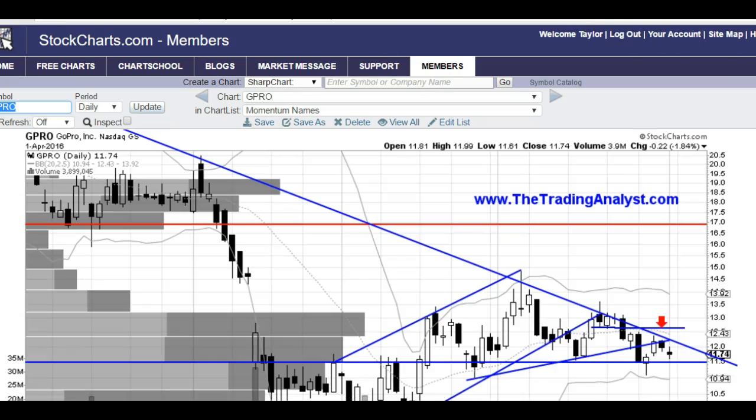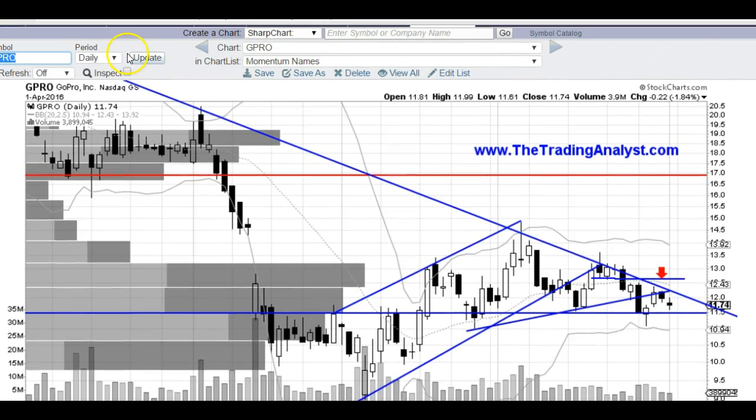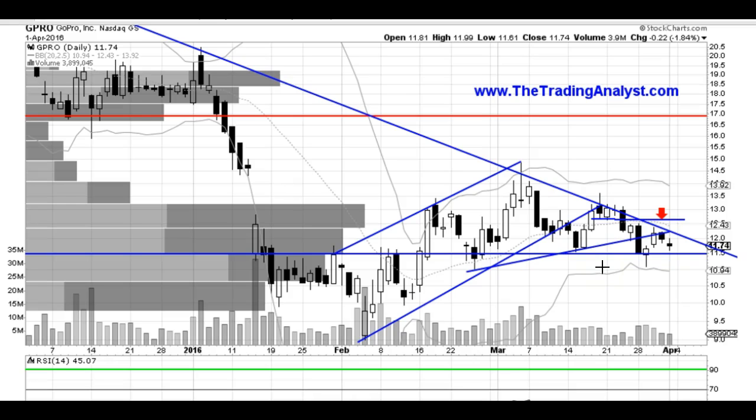All right, looking at GoPro here. GoPro in a downtrend. We are at this downtrend line right here. I'm sorry for all the lines, but I'll explain all of them so you know exactly what we're looking at. The main downtrend line right here. Okay, we've got a lot of touches on that, and this is going to be the main level that you want to watch for on GoPro to see if it's going to be heading higher or not.